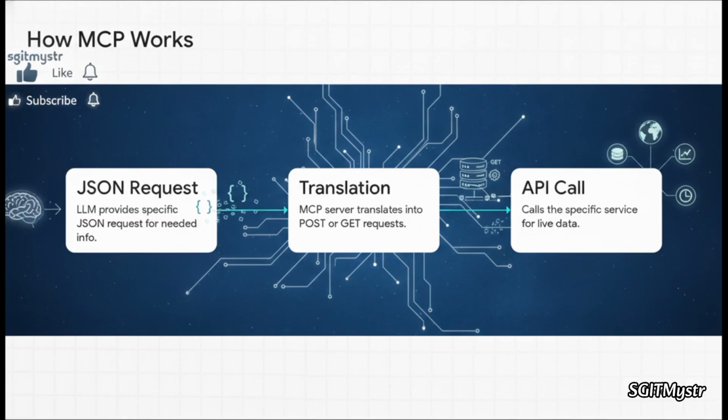By adding an MCP server to your IDE or your AI app, you're essentially creating a bridge. In step 1, the LLM realizes it needs external info and spits out a highly specific JSON request. In step 2, the MCP server catches that JSON and securely translates it into standard GET or POST HTTP requests. Finally, in step 3, the actual secure API call is made out to the service to fetch the live data, which is then fed right back to the LLM.